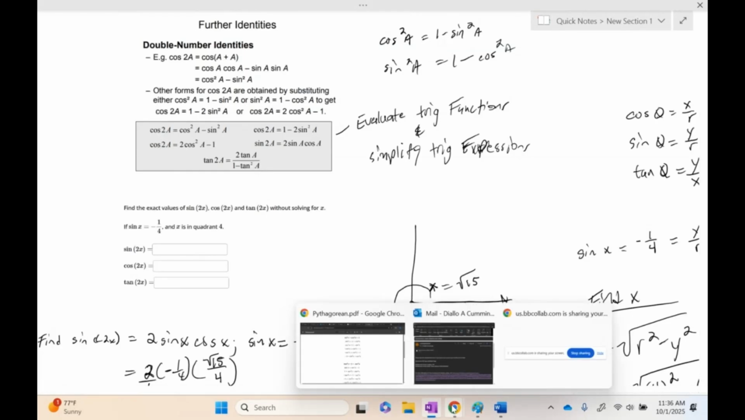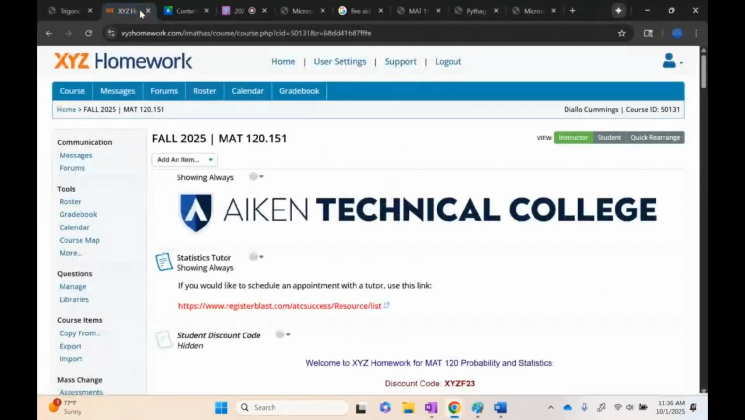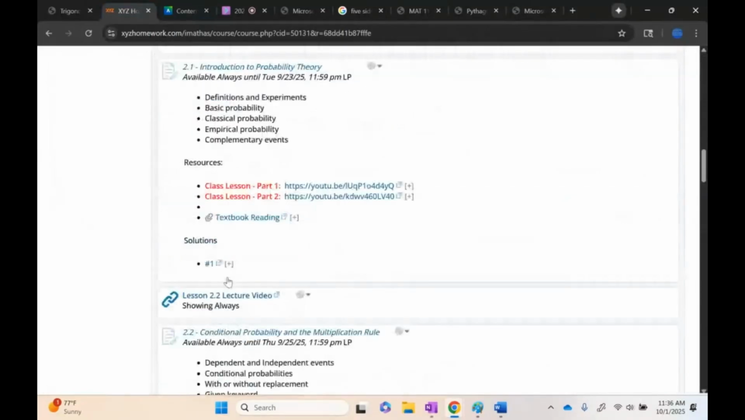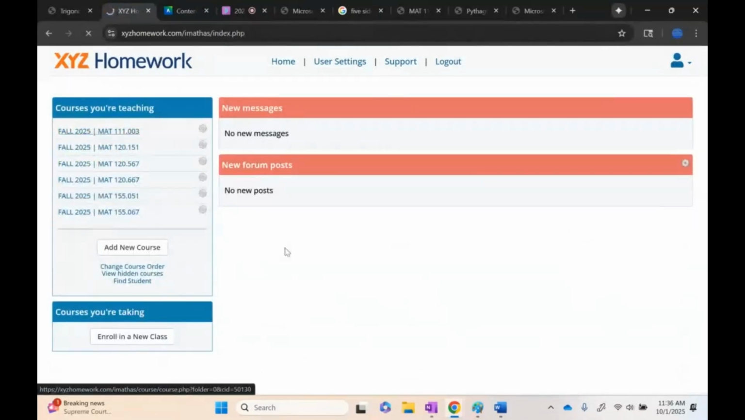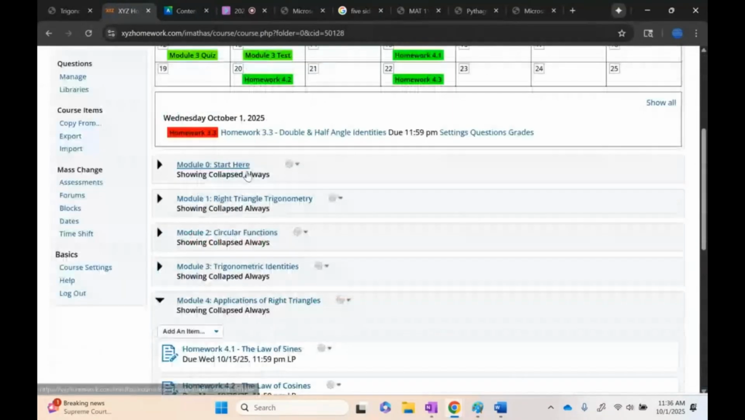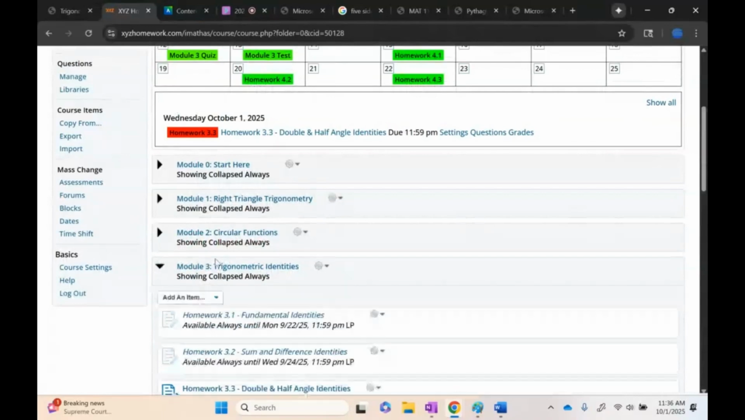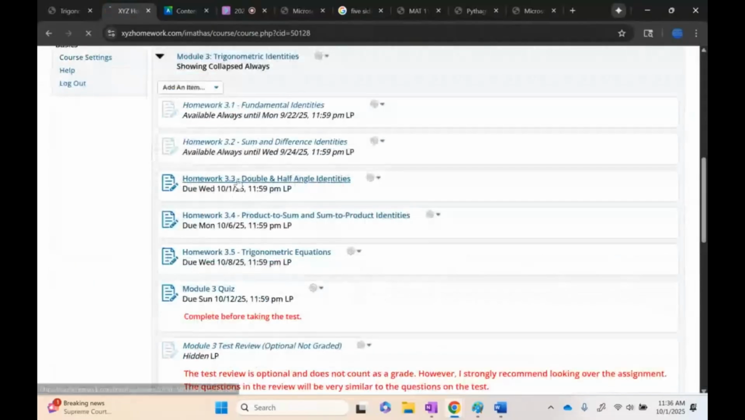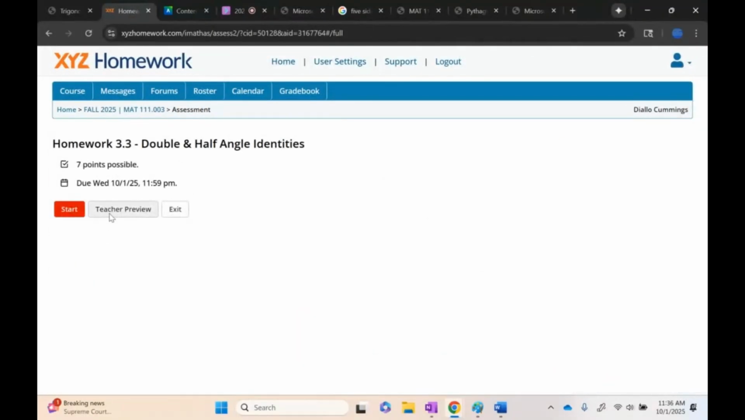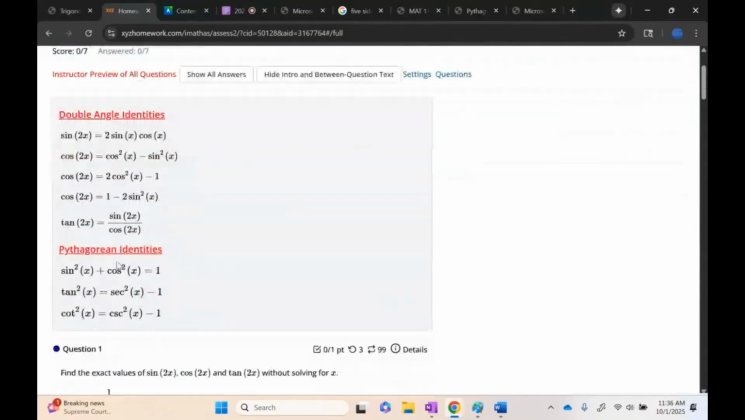In the homework, I'm just going to bring that up. Well, first of all, I need to get in the right class. 3.3. Okay, 3.3. They give another formula in the actual XYZ homework, which is a little bit more powerful formula. They're both the same. It's a little bit simpler to find.